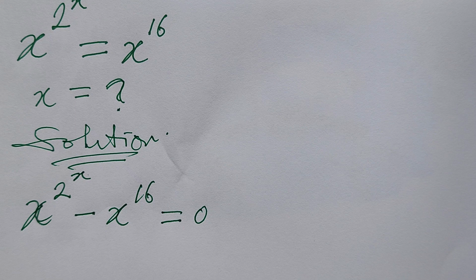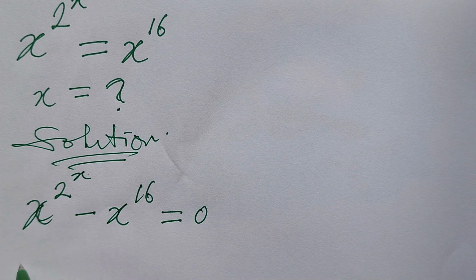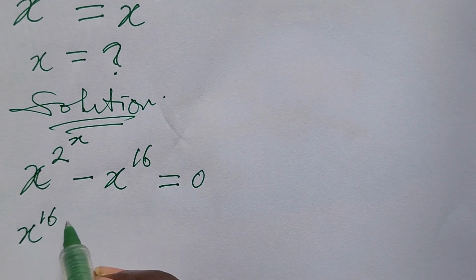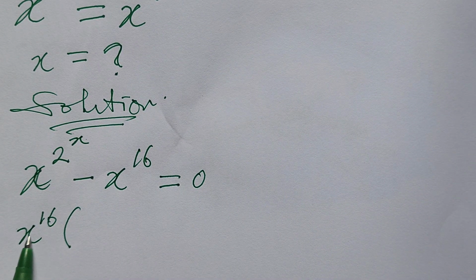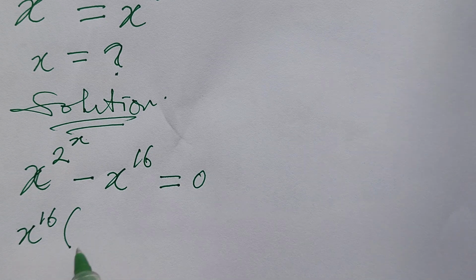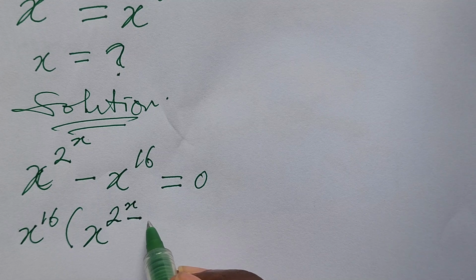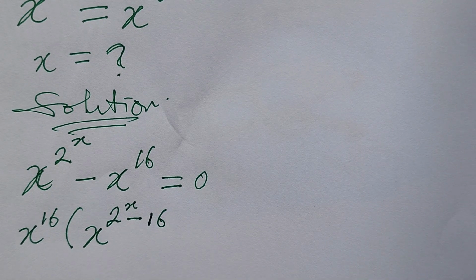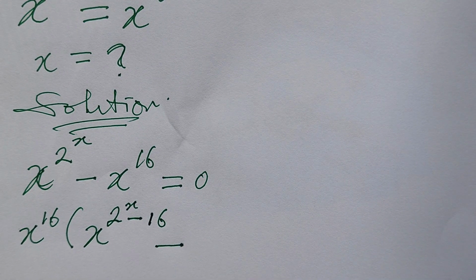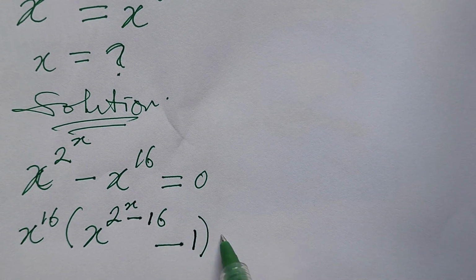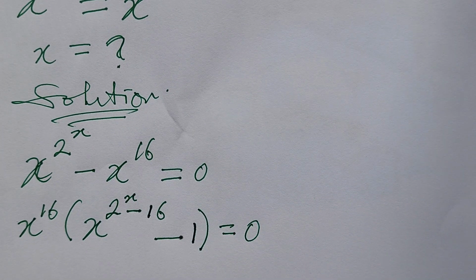Again, what we want to do here is easy. We want to factor out x to the power of 16 from here. Is that possible? Yes, we can do that. So let's factor out the whole of this from here. This is going to give us x to the power of 16 times, if we use this to divide this, what will this give us? We're going to end up having x to the power of 2 to the power of x minus 16, then minus, we use x to the power of 16 to divide this to give us 1. Left with 1. Everything equal to 0.